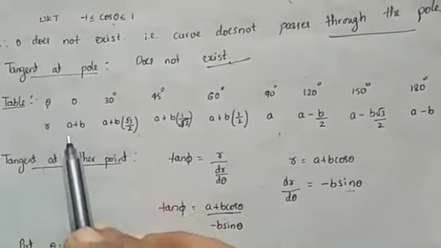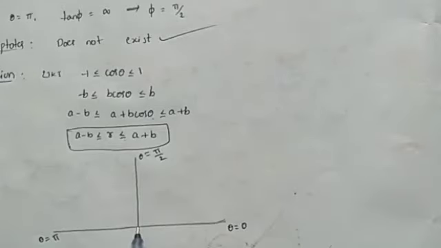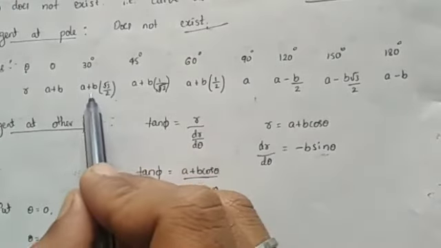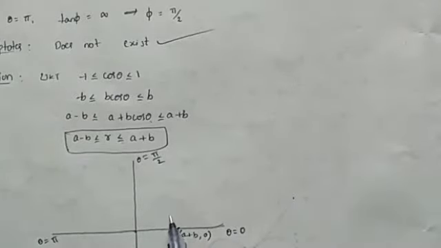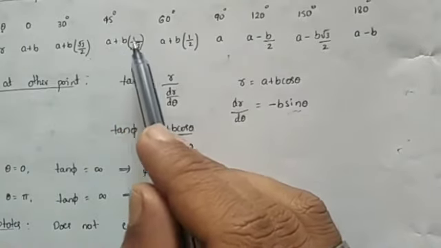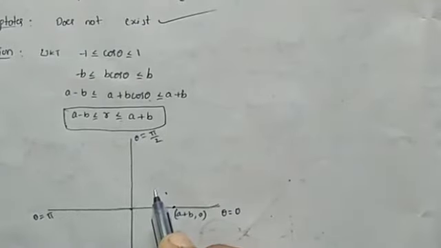The next one is the table. For the theta value 0, the r value is a plus b. This point is (a plus b, 0). The next, for 30 degree, the value of r is a plus b root 3 by 2. For 30 degree, this angle is 30 degree. The next, for 45 degree, we get the value of r is a plus b 1 by root 2.